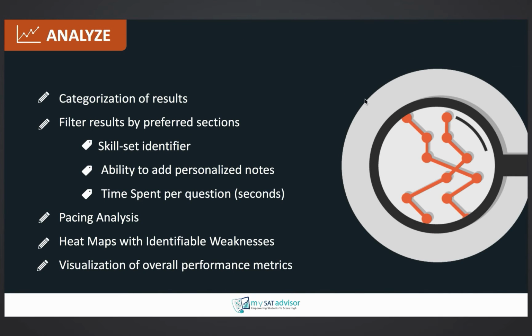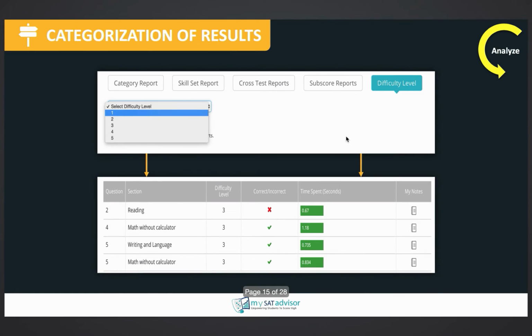So now we're going to move on to our analysis section. The first thing that I like to talk about is the categorization of results. Just to explain what you're seeing here on the screen, let's say the student wants to see their results by difficulty level. I want to see all the questions that I got wrong that were really easy, and then work my way up until I see all the questions that I got wrong that were very hard. So I can go to difficulty level under the score report section, select difficulty level 1, and what you'll see, or I guess in this picture it's showing difficulty level 3, in the bottom picture is all the questions in the entire test that were marked with that difficulty level.